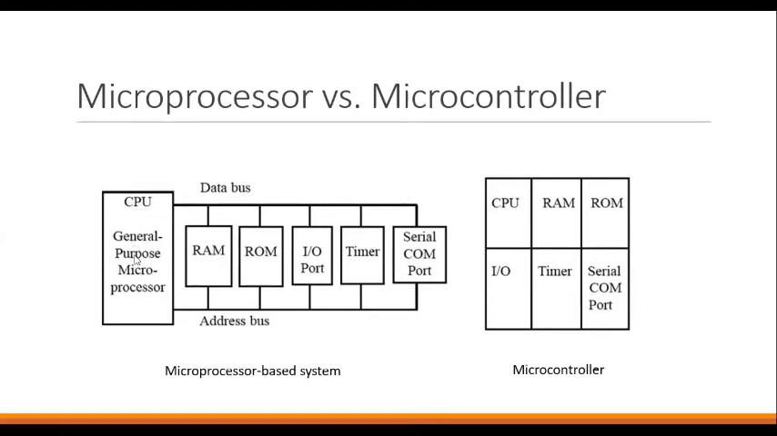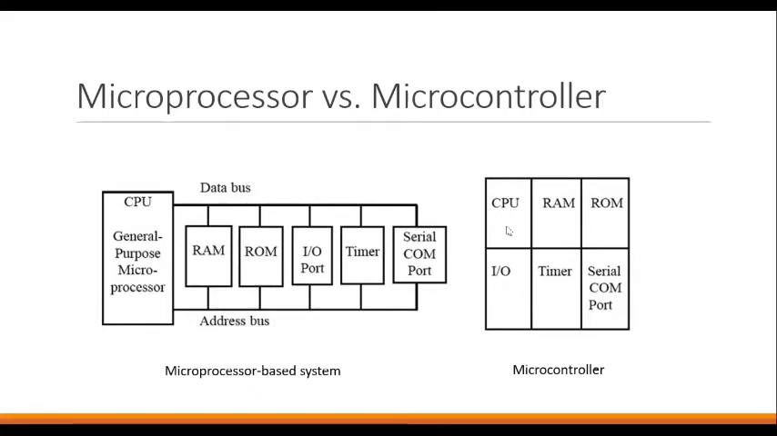So if you want to use a microprocessor in an embedded system, all other things have to be connected externally, like RAM, ROM, then input output ports, then timer and serial communication port. They have to be connected externally through some buses. To get the address of these, we have the address bus, and to get the data, we have the data bus.